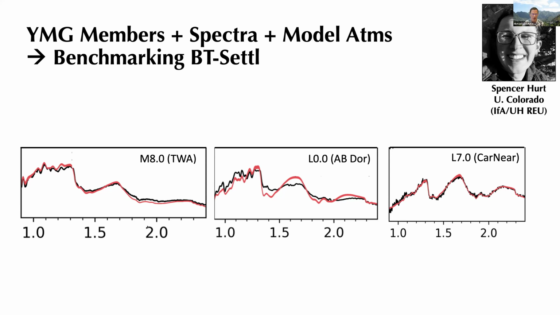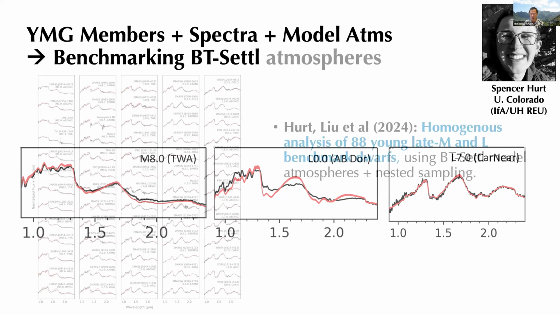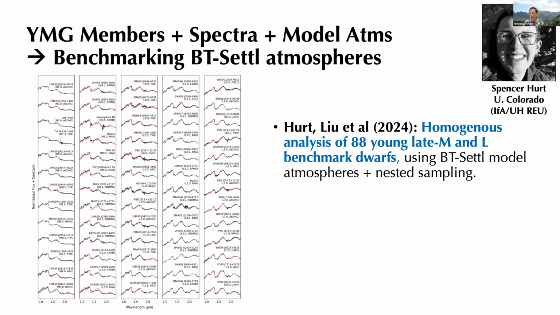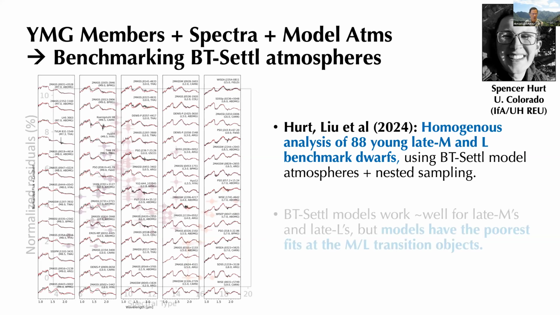He builds this whole thing into a Bayesian framework in this paper. So it's a homogeneous analysis. The paper's now out, of almost 90 objects in young moving groups using BT-Settl. There's a breakdown of the ways in which the models work and don't work, again, through this framework of evolutionary model versus model atmosphere comparison.